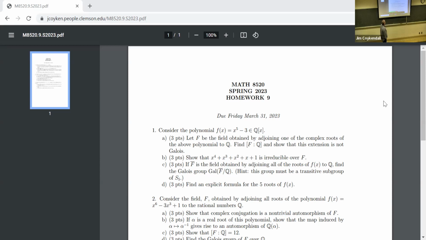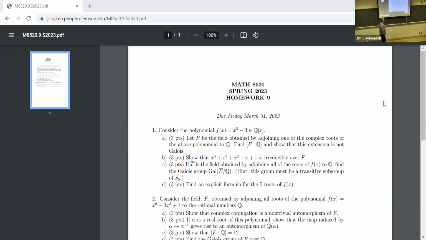If F bar is the field obtained by adjoining all the roots of f of x, find the Galois group of F bar over Q. And I put this hint in here, and I'm going to explain this hint in a moment. This group must be a transitive subgroup of S5. I'm going to come back to that in a moment.